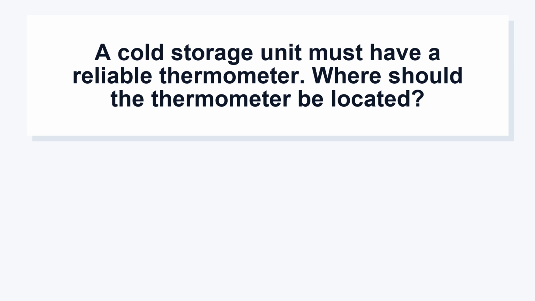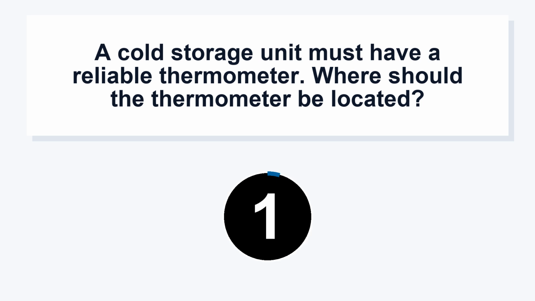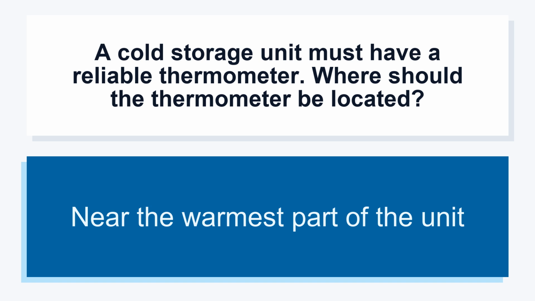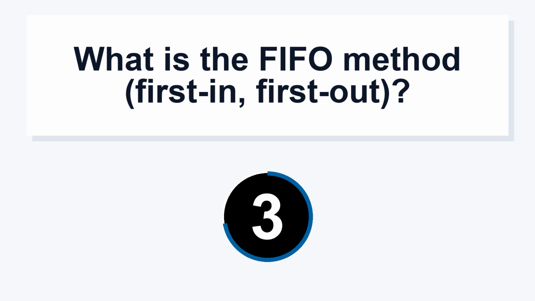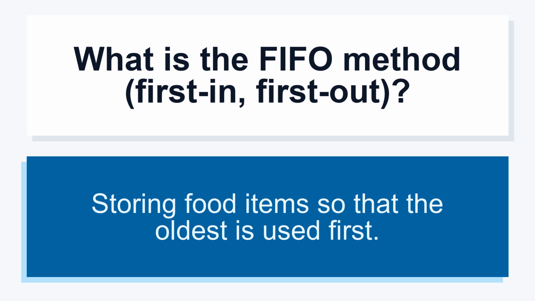A cold storage unit must have a reliable thermometer. Where should the thermometer be located? Near the warmest part of the unit. What is the FIFO method, first in, first out? Storing food items so that the oldest is used first.